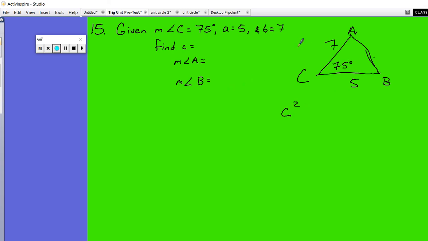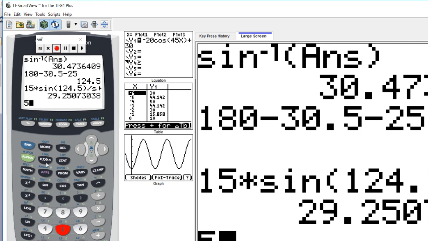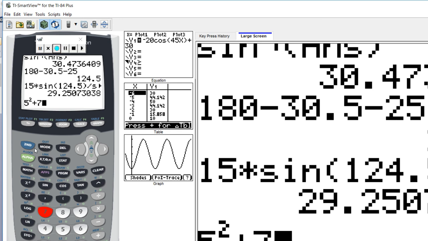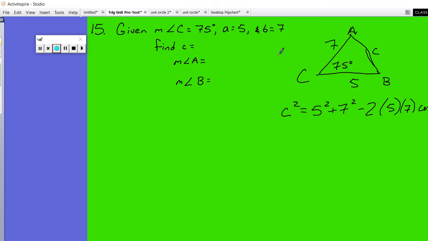So C squared, I'm going to find this missing side C, equals A squared, which we called 5, and B squared, which we called 7. You could have called them opposite, you could have done something else, but the problem tells you. Minus 2 times 5 times 7, cosine of angle C, and angle C is 75. So now I just come to my calculator and I type that in. I go 5 squared plus 7 squared minus 2 times 5 times 7 times the cosine of our angle, which was 75 degrees.